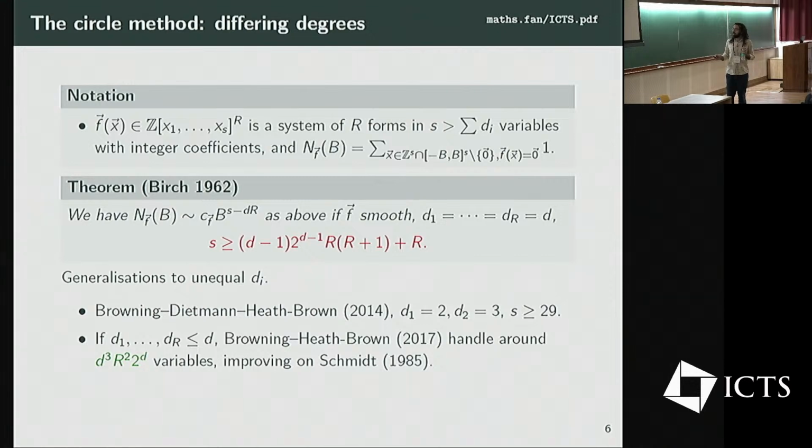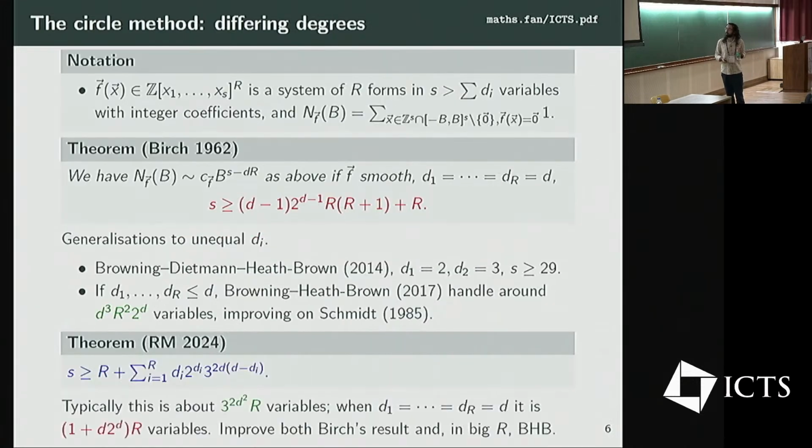There was pre-existing work on a system of one quadratic and one cubic form by Browning, Dietmann, and Heath-Brown.